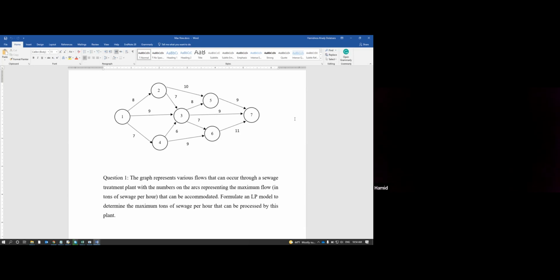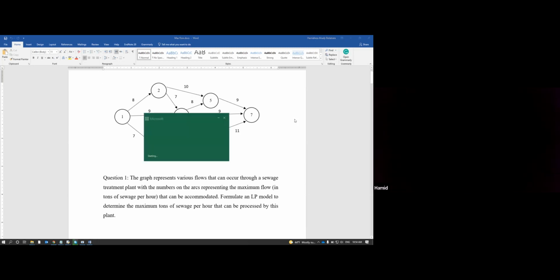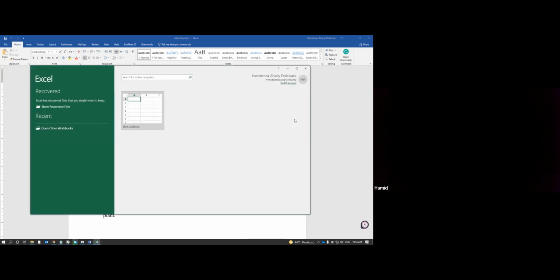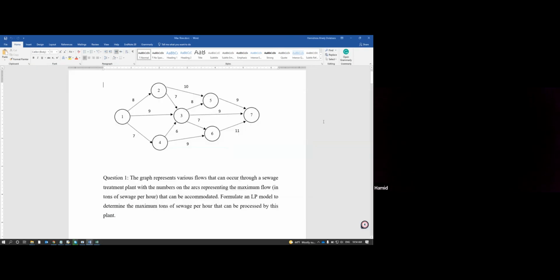Okay, one extension of the transportation problem is max flow, or flow problems in general. So there are some similarities in how you solve this problem, but they also have their own unique characteristics too.